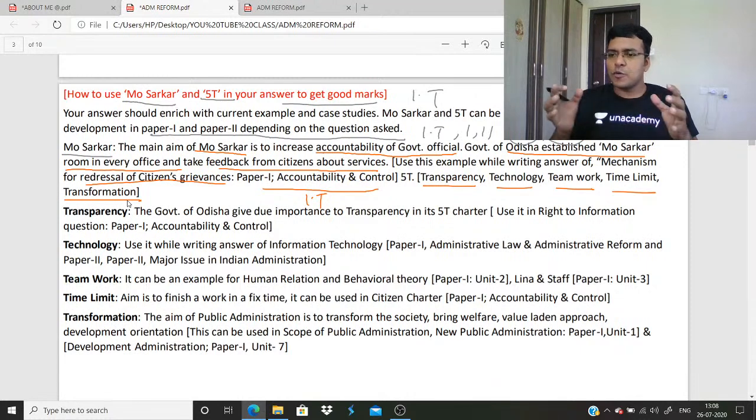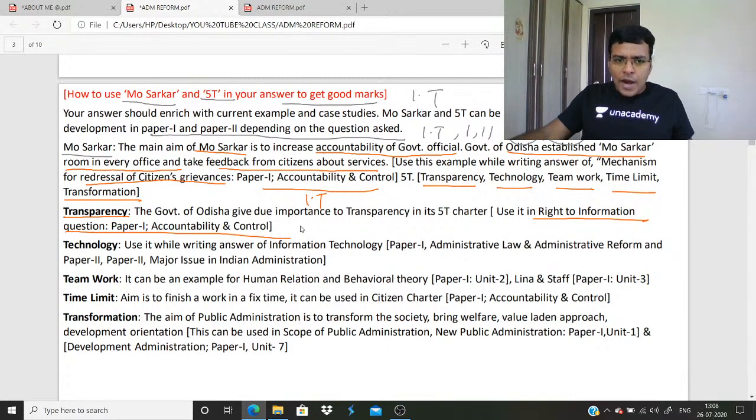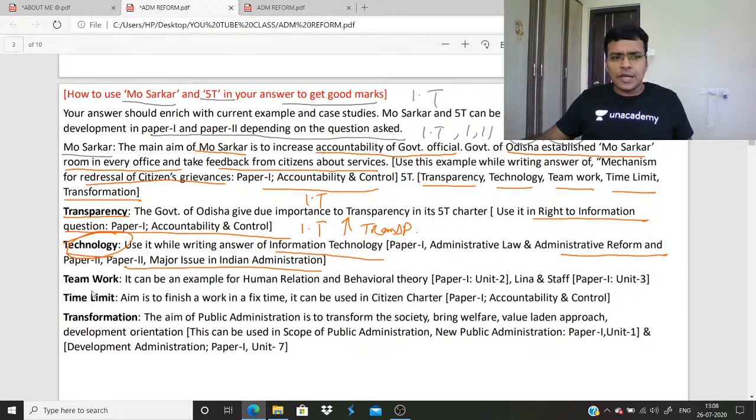And transformation, the transformation of a poor state to a better state. This is transformation. After that, the 5T, just describing this, transparency. The Government of Odisha gives due importance to transparency in its 5T charter. You can use it in a right to information question, paper 1, accountability and control. But how is IT important? IT promotes transparency in administration. You can write technology. It is a direct example while writing an IT answer, administrative reform, and paper 2, major issues in Indian administration. You can write about technology.